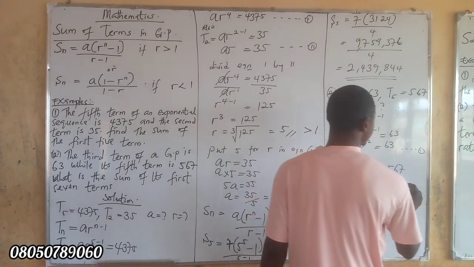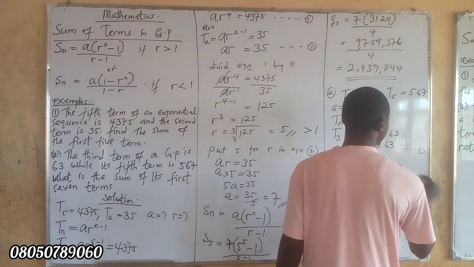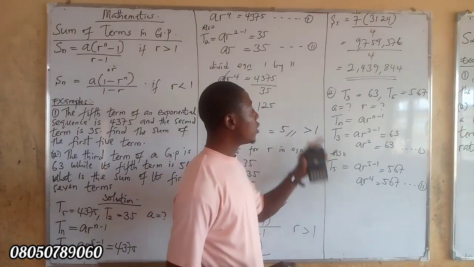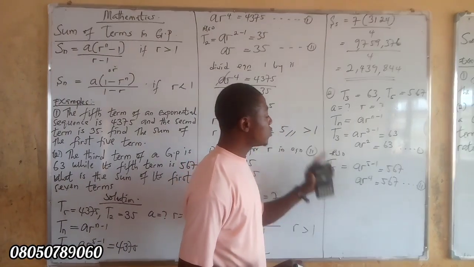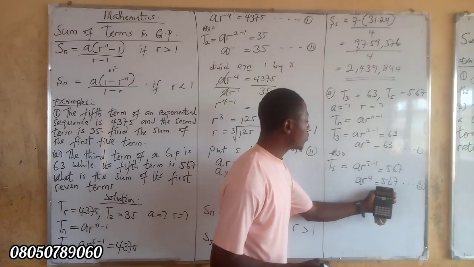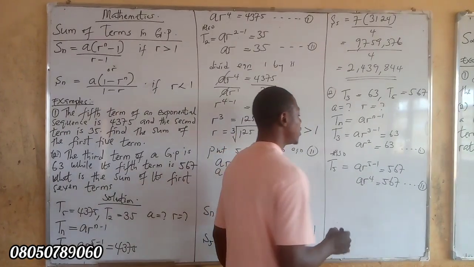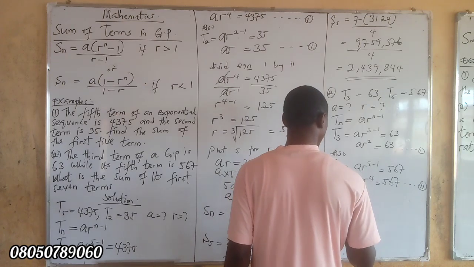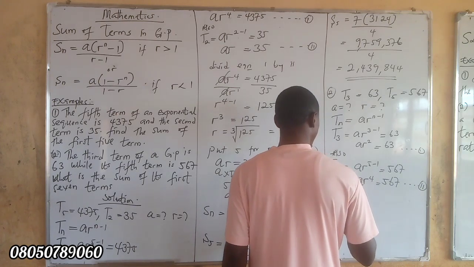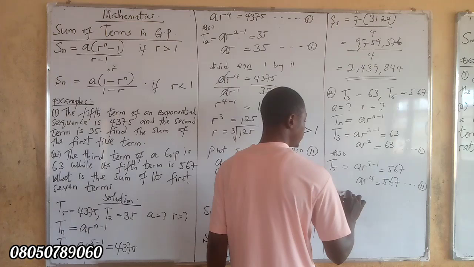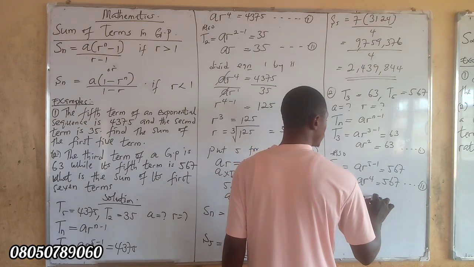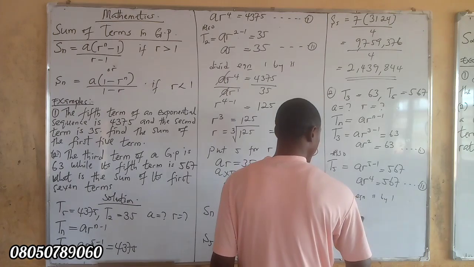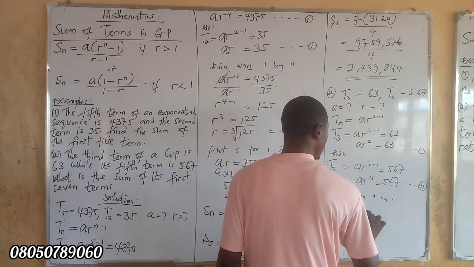Now that we have 567, we are going to have equation 2. From this equation 2, what you are going to do is divide. The value of equation 2 is bigger than this, so divide equation 2 by equation 1. Our equation 2 is AR raised to the power 4, which is equal to 567.